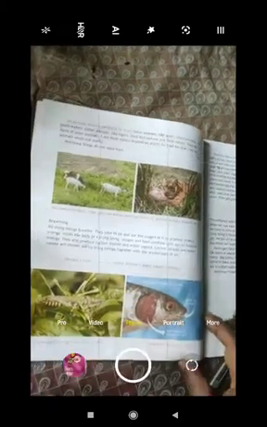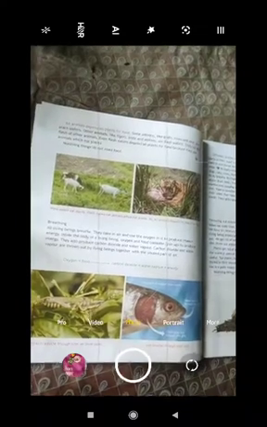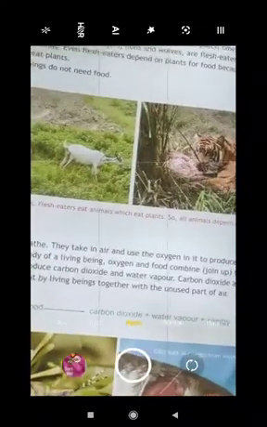So, here are some of the pictures that it has given. Here I will show you.